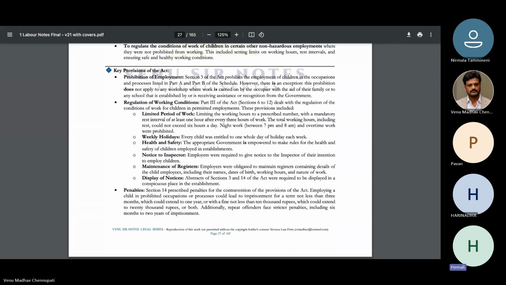However, there is an exception. This prohibition does not apply to any workshop where work is carried on by the occupier with the aid of their family, or to any school that is established by or is receiving assistance or recognition from the government.